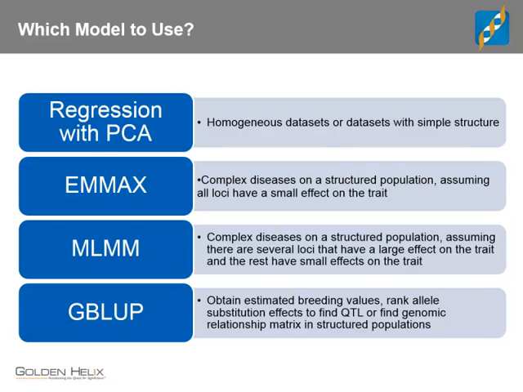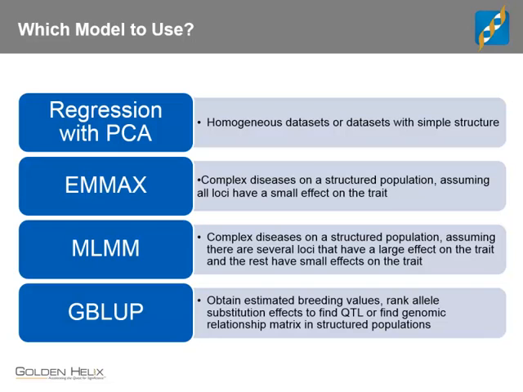Which model to use? Well, regression with PCA is a good approach if you have homogeneous datasets, or datasets with simple structure that can be captured by just a few principal components. EmmaX is good when you are studying a complex disease on a structured population and assume that all loci have a small effect on the trait.